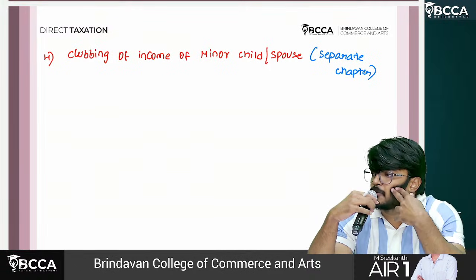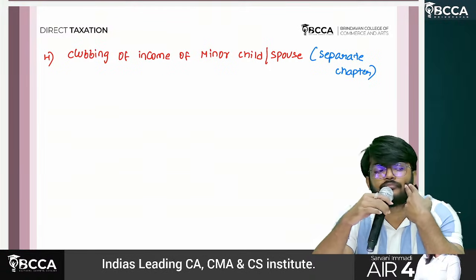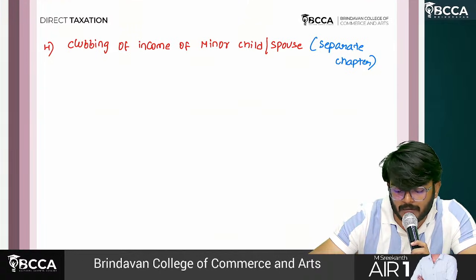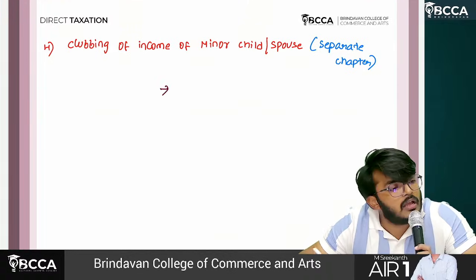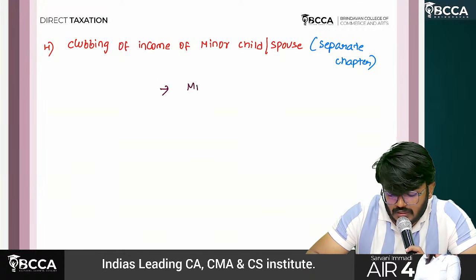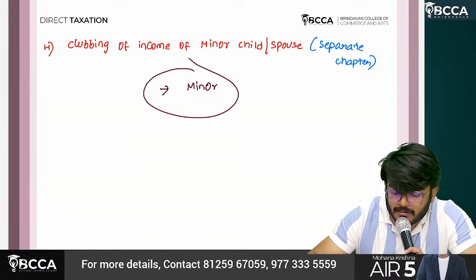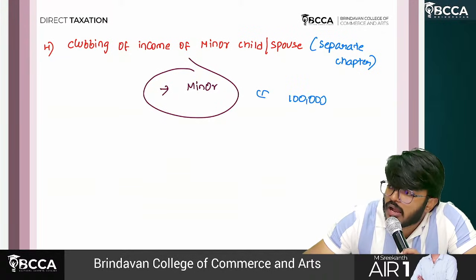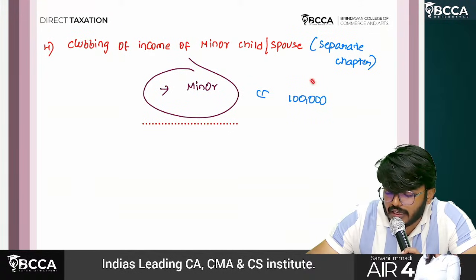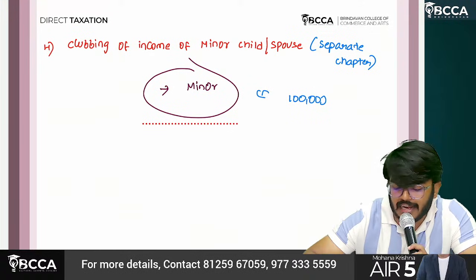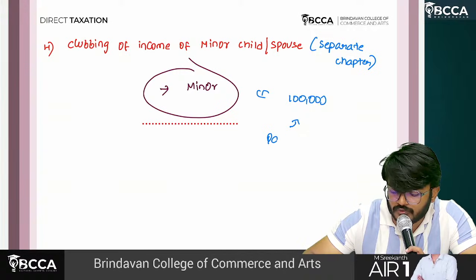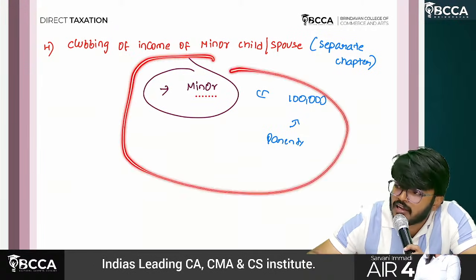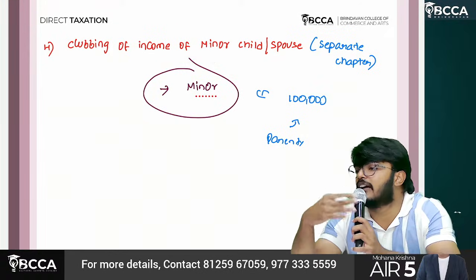Minor child or spouse, we are having a separate chapter. See, assume there is one minor child. That minor child is getting some income. Assume she has got some 1 lakh rupees income. What you have to do is include this income in the hands of their parents, because this minor will not pay taxes. Who has to pay the taxes? Parents have to pay the taxes.